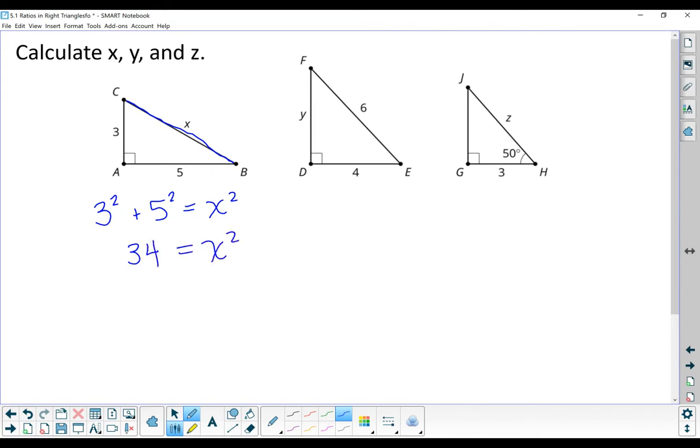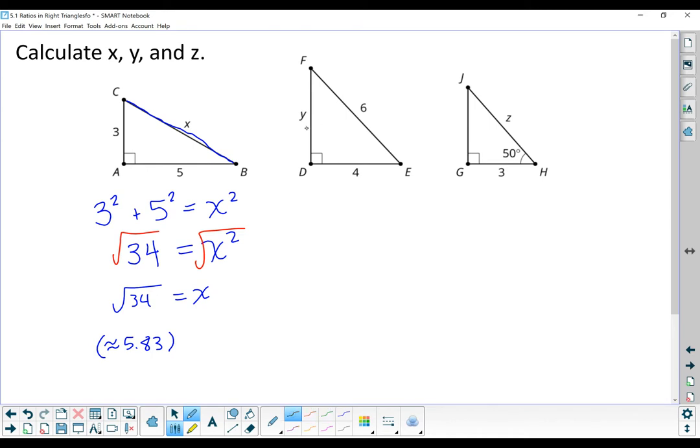And then to get our final answer, we take the square root of both sides of our equation. Let me get my calculator, sorry. The square root of 34 is the square root of 34. It doesn't simplify. If we were thinking about how long that was exactly, it's about 5.83.